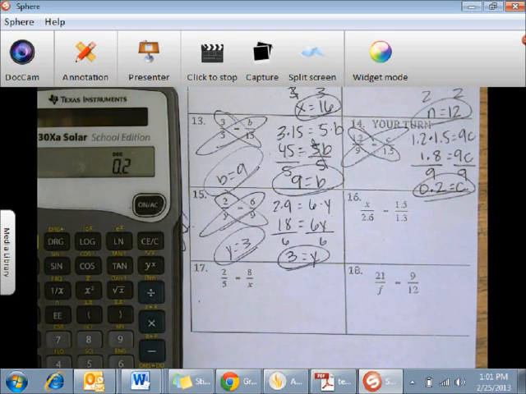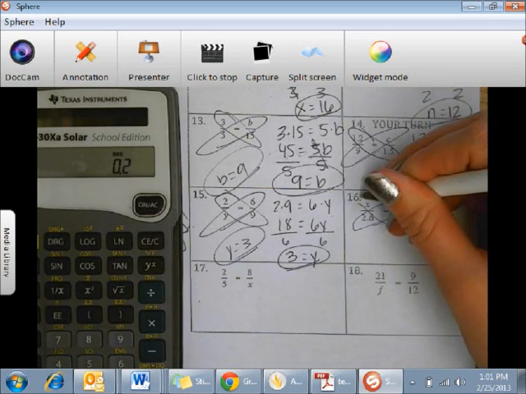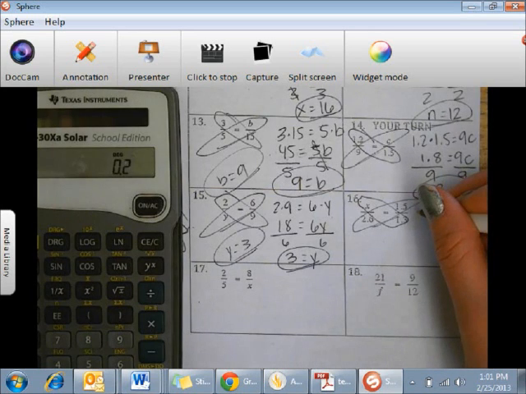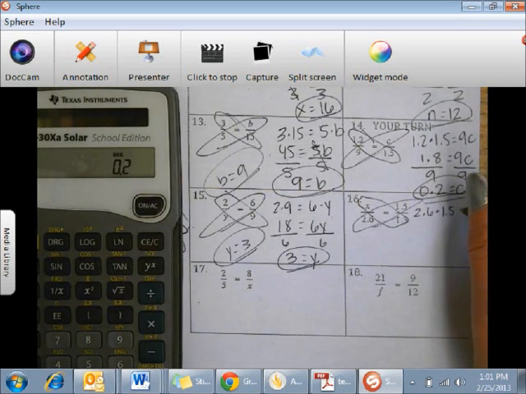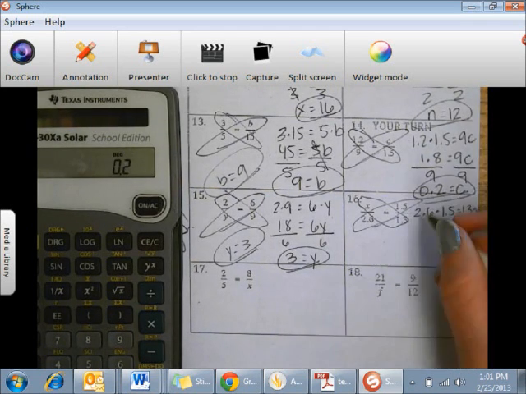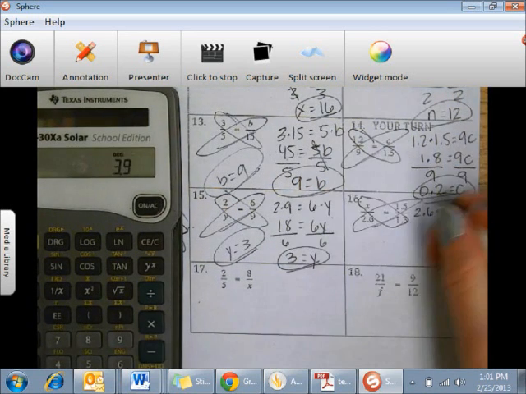This one gets a little trickier with the decimals. It's not any harder. You do the same thing. It's just not as easy for you to do it in your head. So this is going to be 2.6 times 1.5 equals 1.3 times x. And put that in the calculator. So it's going to give you 3.9 equals 1.3x.